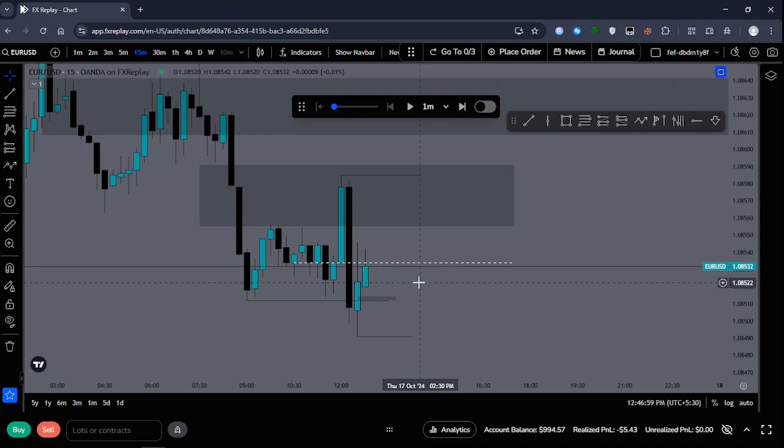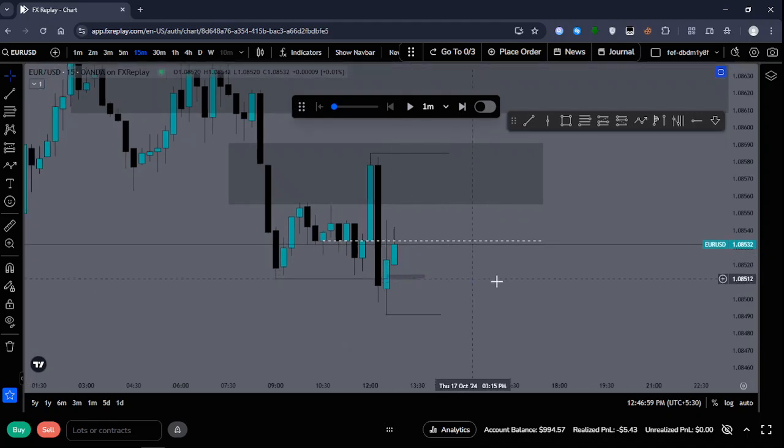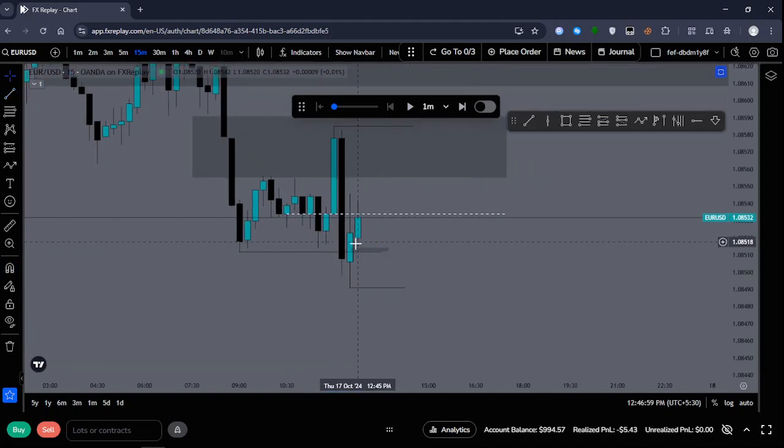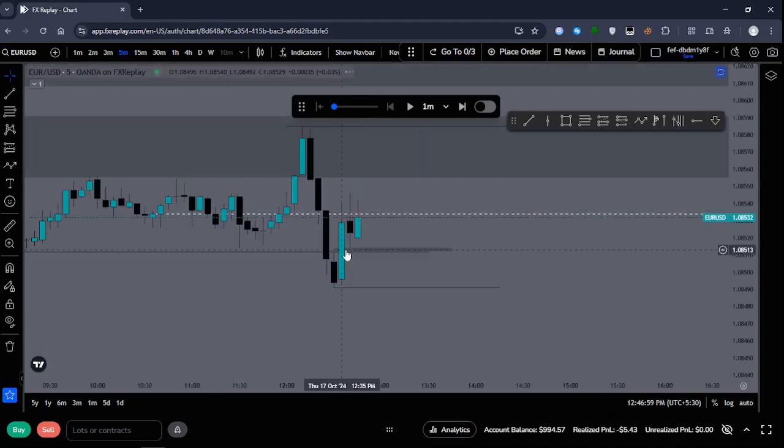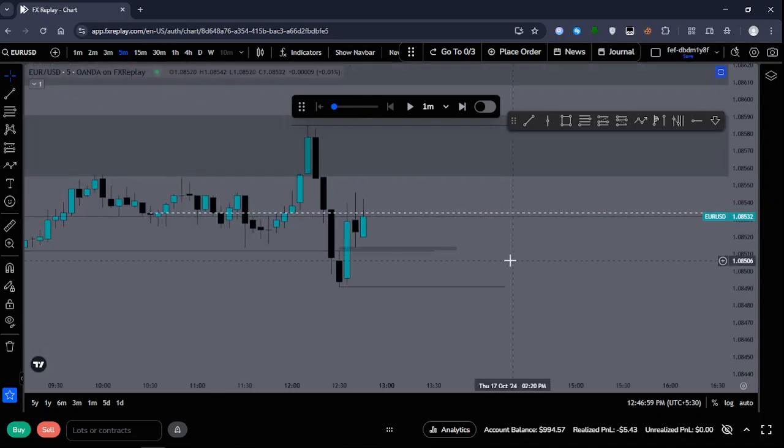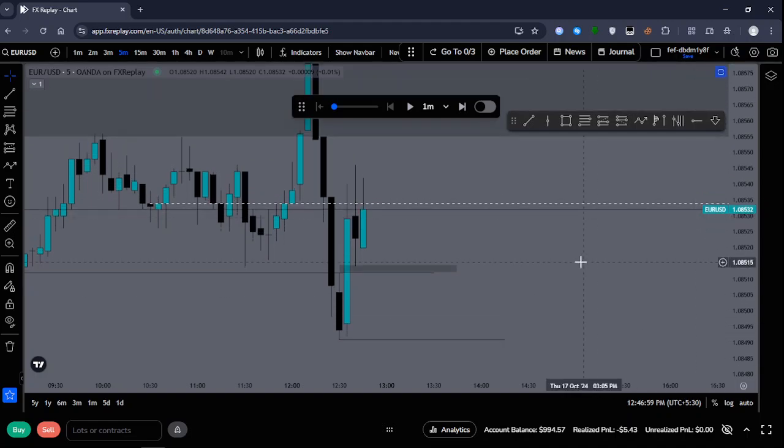Price wants to displace to the upside right here. If this is the CISD and this is where price would displace lower and everything, this is that tiny little fair value gap. That's the key that needs to do all the work in there. That's understanding the lower time frame perspective.